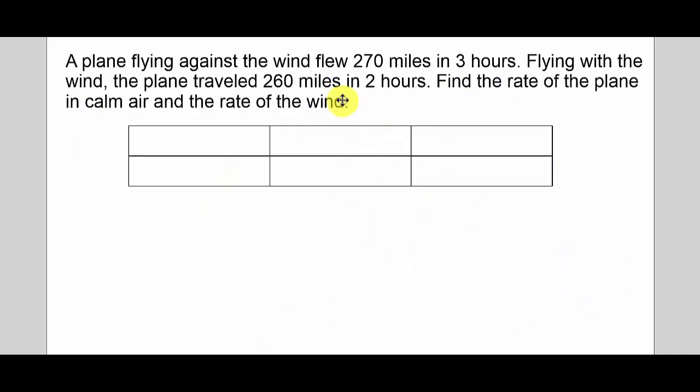Our last example, we're going to deal with distance, rate times time again. I'll label that. And they talk about flying with the wind and against the wind. Now, if we take a look at a picture of this, let's call this the wind. And if I go with the wind, I'm going in the same direction, which actually makes me go faster because the wind pushes me from behind.